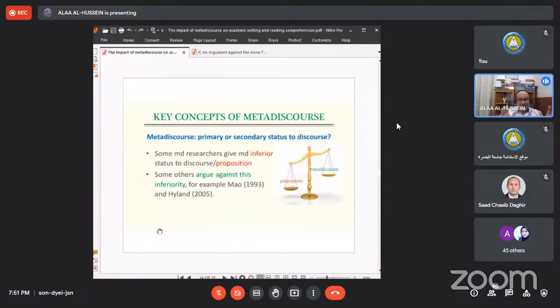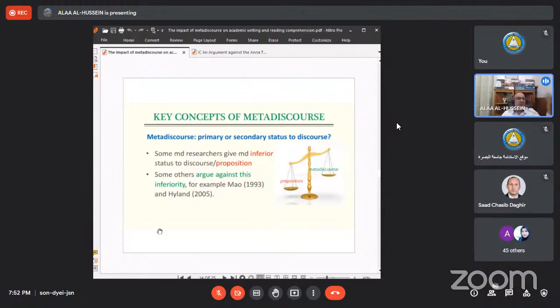So the first key concept was the holistic understanding of the meta-functions of language. The second key concept is whether to understand meta-discourse as primary or secondary to discourse. Is it inferior to discourse? Does discourse represent the superior part, and meta-discourse is something inferior, something secondary, or are they equal on the scale of the text?